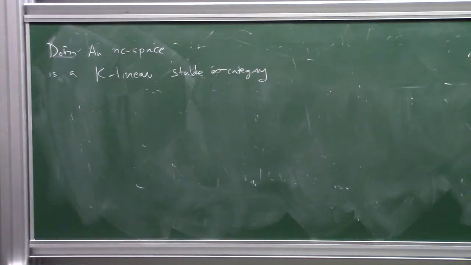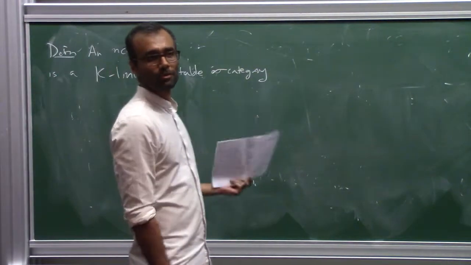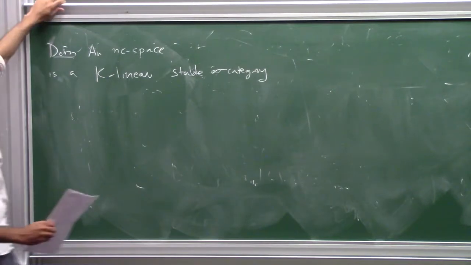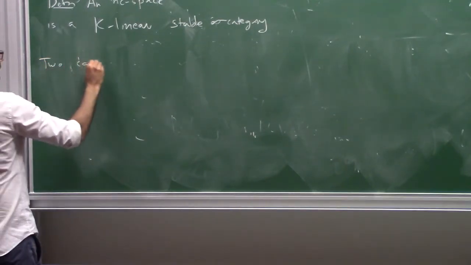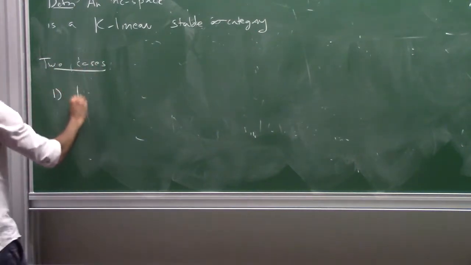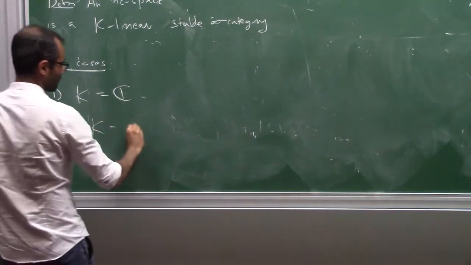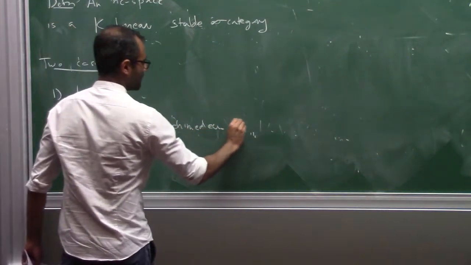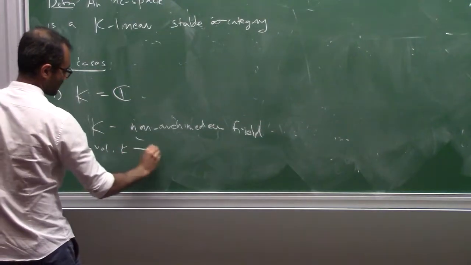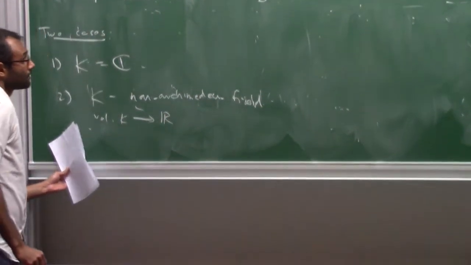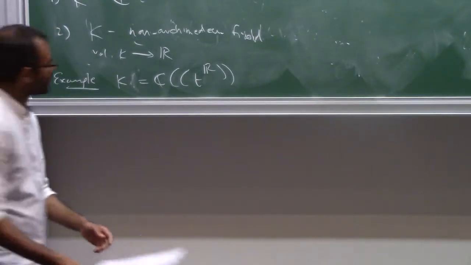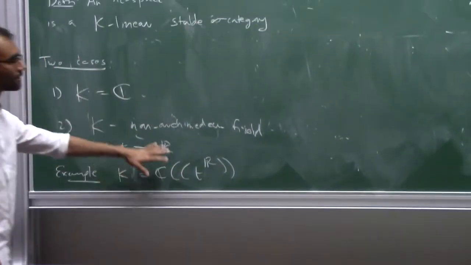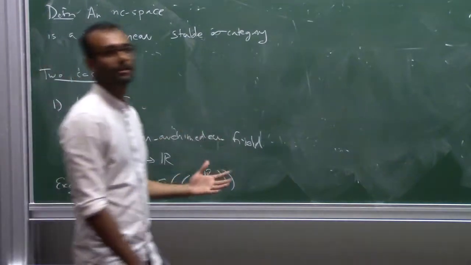And there are going to be two situations. For specific applications, you may want to put some conditions on this category, like being complete, having enough colimits, and so on. I want to suppress that. It won't be very important today. There are two cases. One is K equal to C, and the other is K a non-Archimedean field with a valuation. The example to keep in mind is of course the Novikov field. This is always the example we have at the back of our minds. And somehow most of the theorems seem to be more amenable to being formulated in the non-Archimedean case in a clean way than over C.